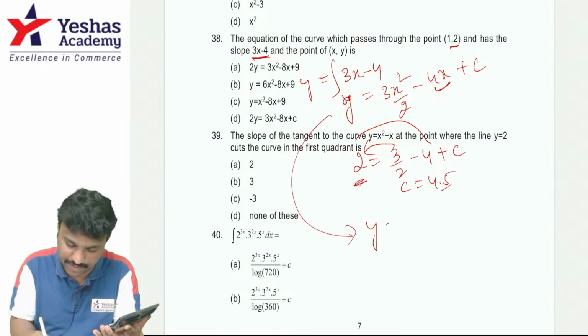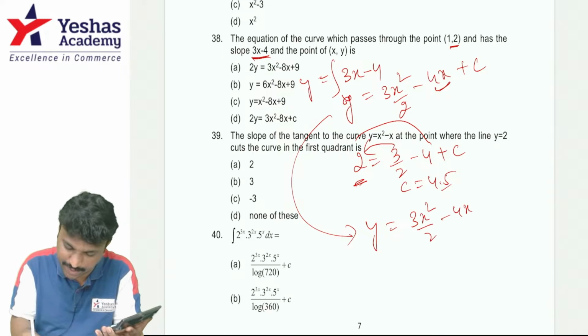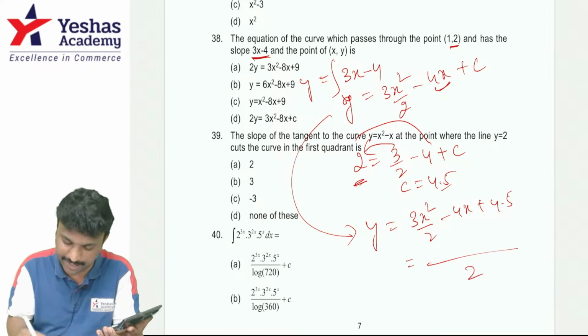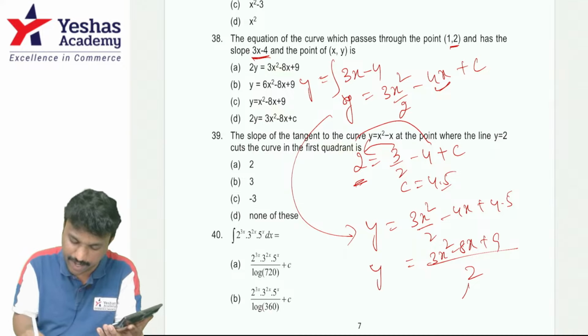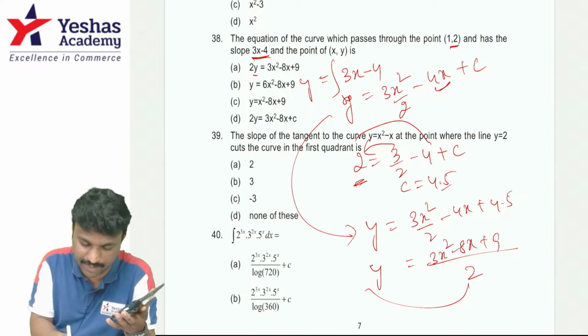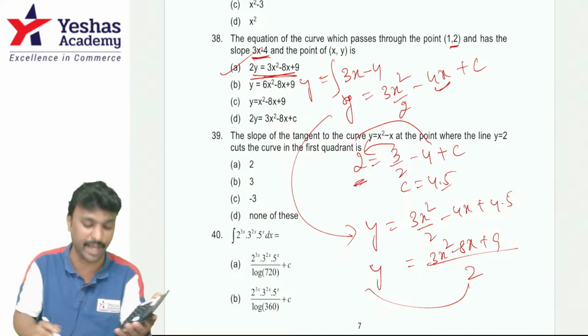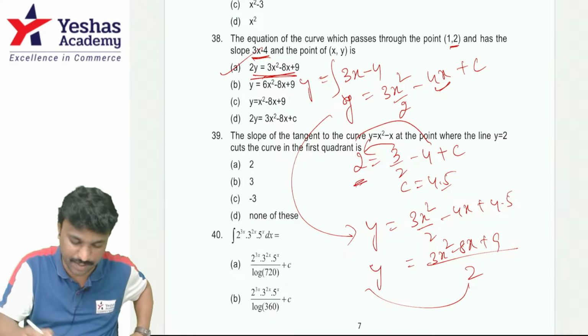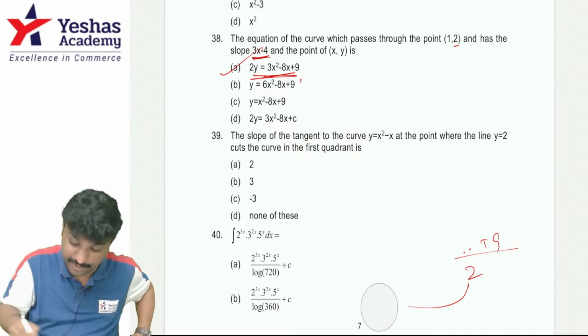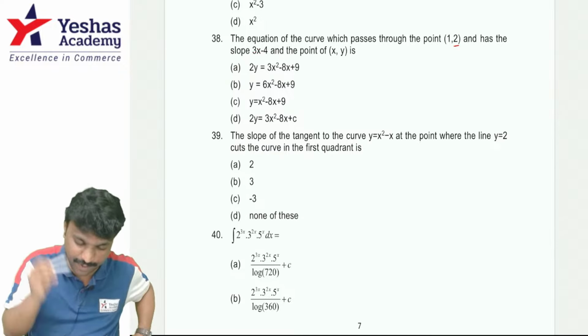Ultimately, plug in the value of c over here: 3x square by 2 minus 4x plus 4.5. Now simplify this further by taking the LCM. So 3x square minus 8x plus 9 is equal to y. By cross multiplying, it's 2y is equal to 3x square minus 8x plus 9. Option A is the right answer. I had taken 3x minus 2 earlier, so that is why it was wrong, right?